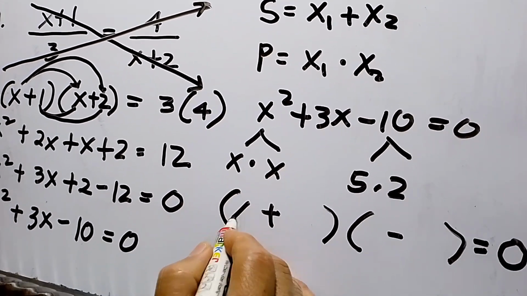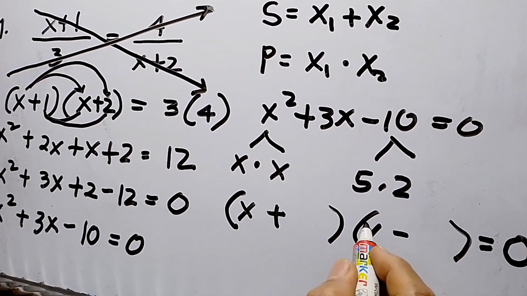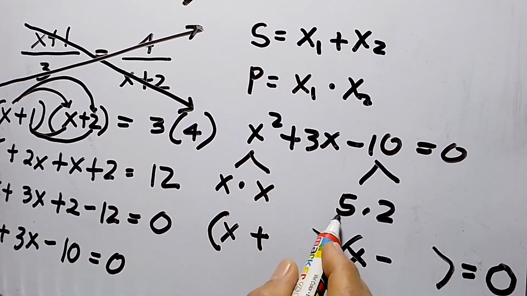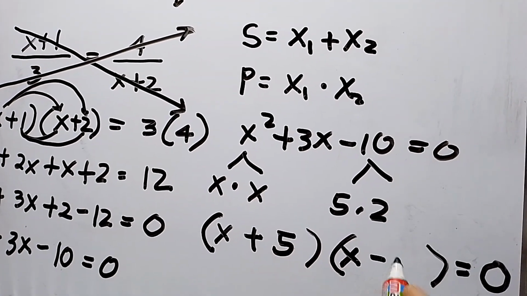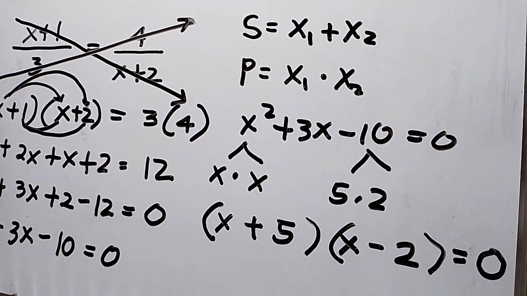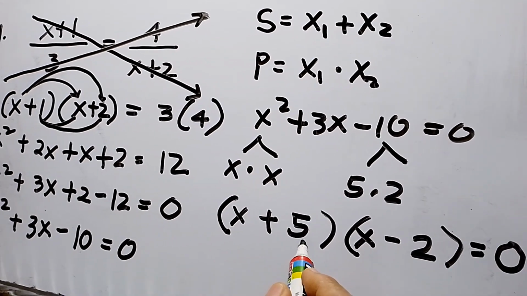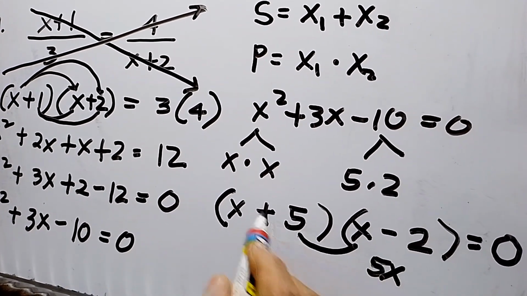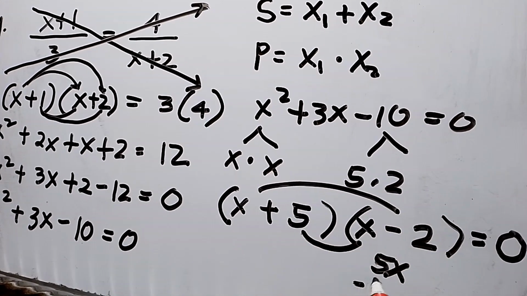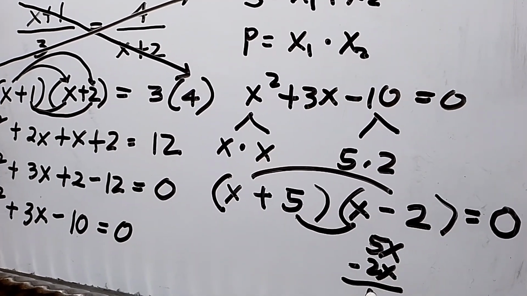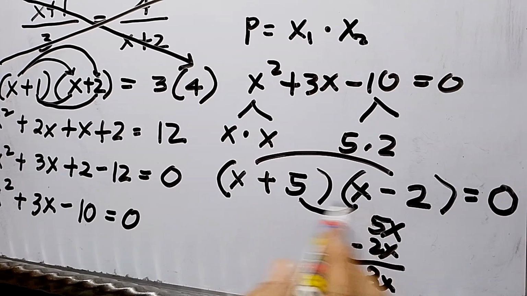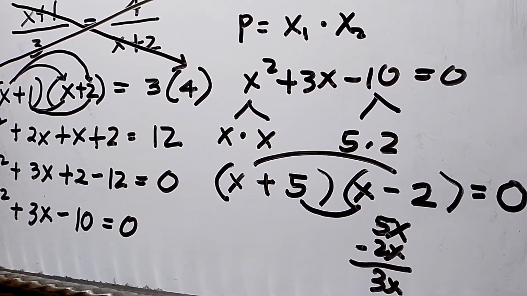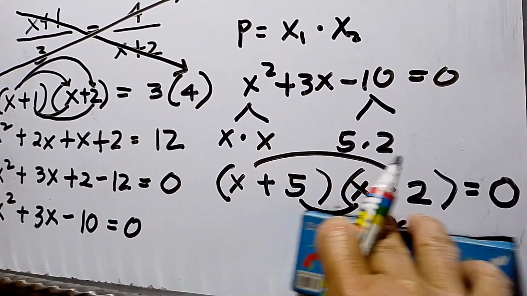So I need to put x in here, and this one also in here. Then since 3 is positive, so I've got this one will be 5, and then this will be negative 2. So to check if the middle term is 3x, so 5x, and then the last term minus 2x, so 5 minus 2 is 3x. So therefore these factors are correct. So x plus 5 and x minus 2 are correct.